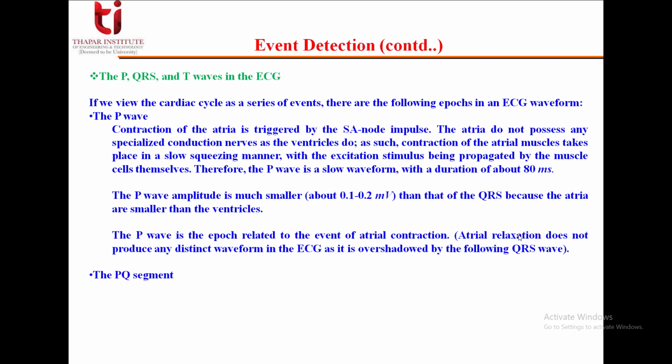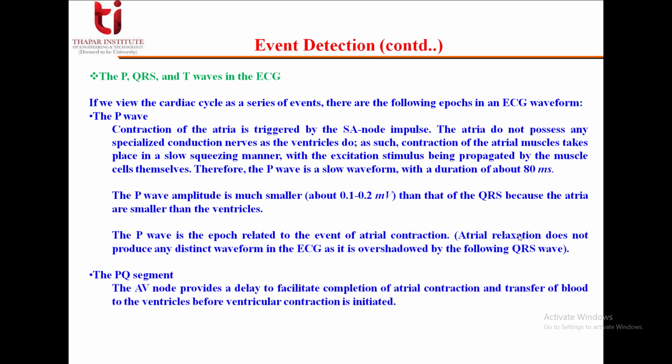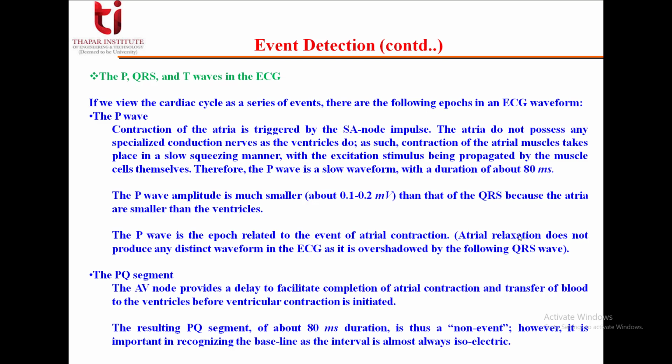Now next is the PQ segment. The atrioventricular node, that is the AV node, provides a delay to facilitate completion of atrial contraction and transfer of blood to the ventricles before the ventricular contraction is initiated. These things we have already discussed when we were discussing different parameters in the ECG waveform. So this is just a brief review again.